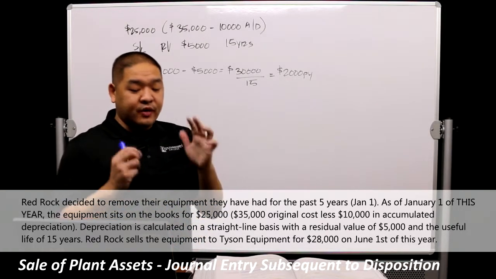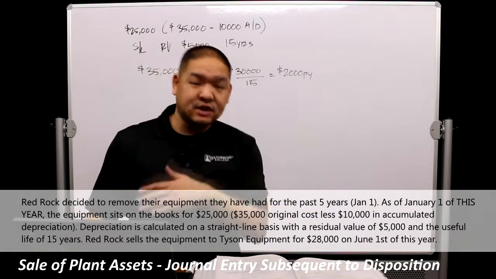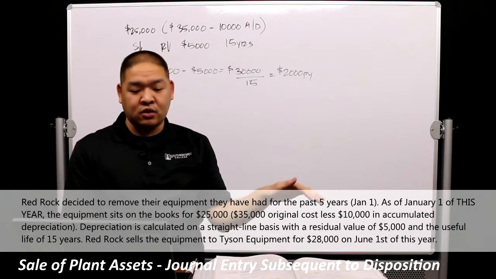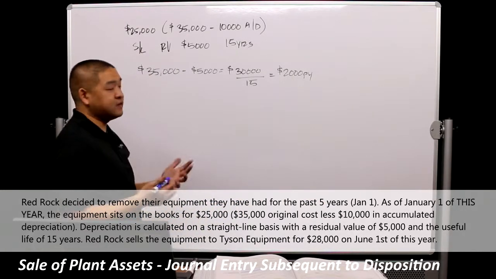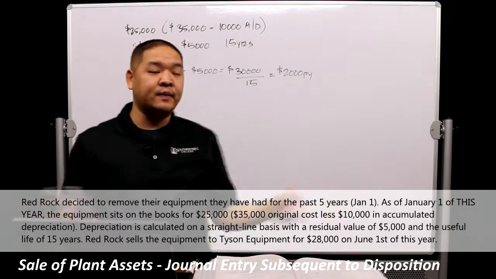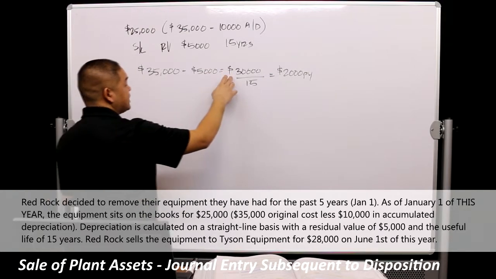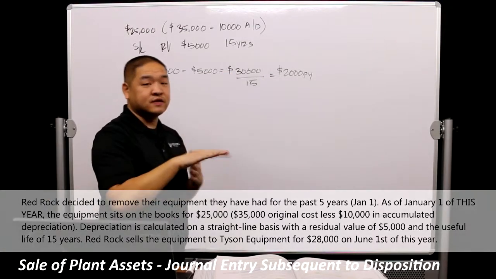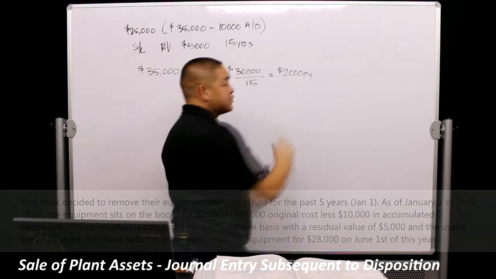So remember, we have two steps here. Step number one is that we bring depreciation up to date, and then we would calculate the gain or loss. So how do we bring depreciation up to date? Well, first of all, we got to figure out what depreciation they would have had this year if they had it for the entire year. In this case, $35,000 minus $5,000 gives us $30,000. This is a straight line, so it's very easy. $30,000 divided by 15 gets us $2,000 per year.